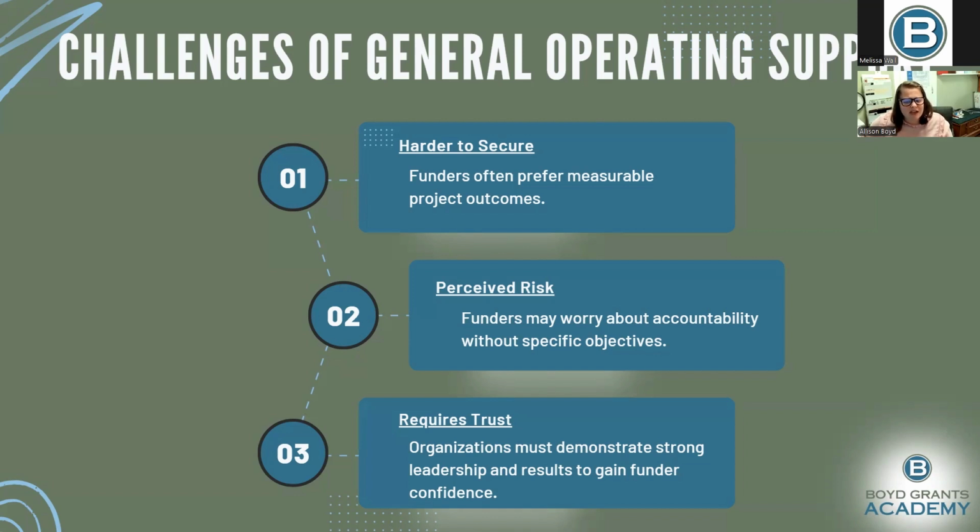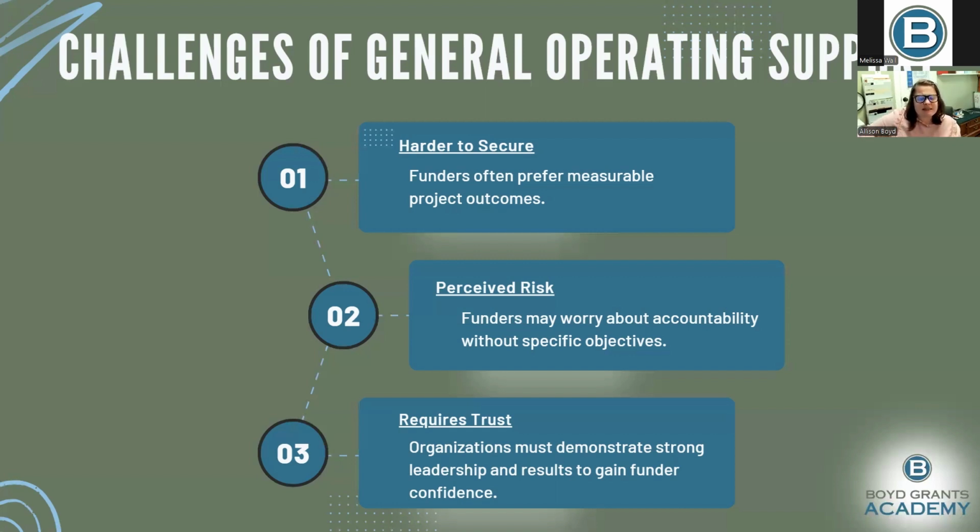Organizations might need to advocate for the importance of investing in core functions like administration, infrastructure, and staffing to ensure the sustainability of their programs and services. And that advocating doesn't just happen in your grant proposal, that happens with building relationships with your funders. Because if you can tell them why a general operating support grant is a better fit for your organization, and you can build that relationship, that is going to help them be able to tell your story better.